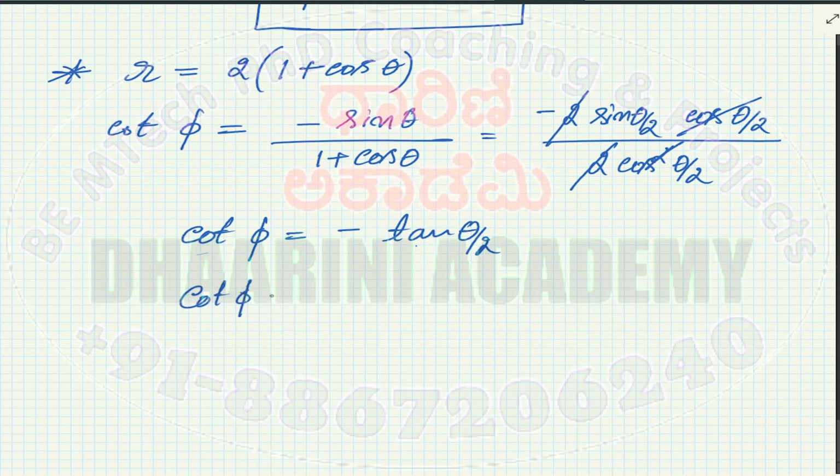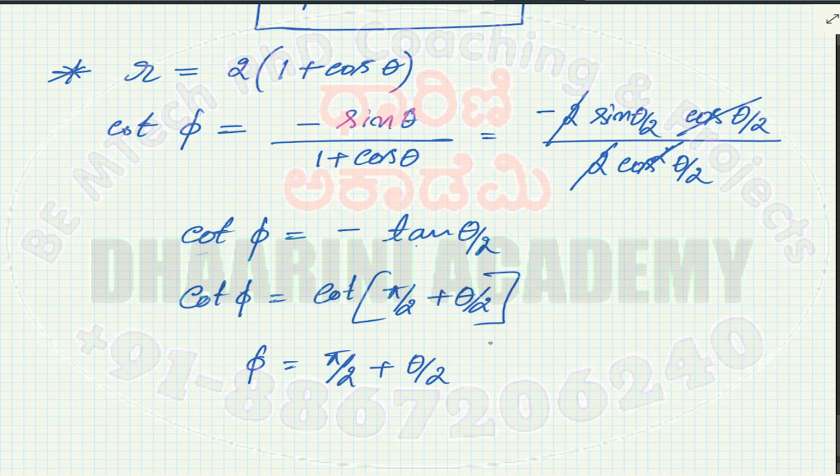So cot is negative means this has to be in the second quadrant, correct? So cot phi in the second quadrant means I can remove the tan and write cot, of pi by 2 plus theta by 2. So this means phi is equal to pi by 2 plus theta by 2.